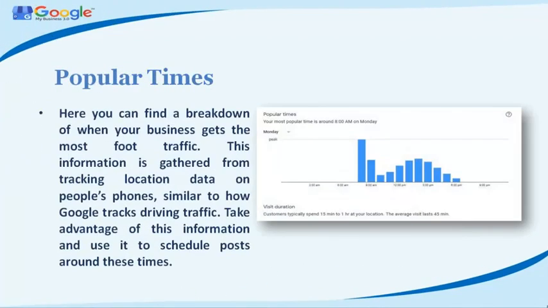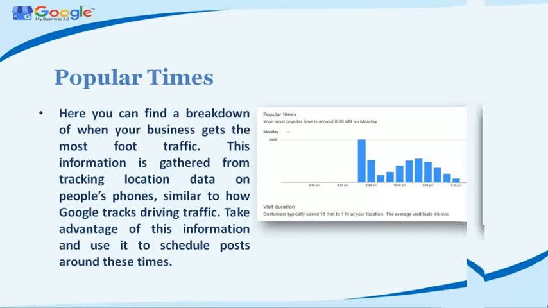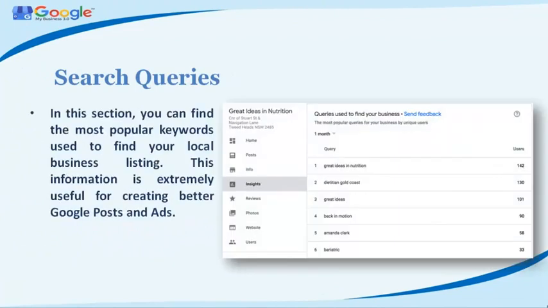Popular times. Here you can find a breakdown of when your business gets the most foot traffic. This information is gathered from tracking location data on people's phones, similar to how Google tracks driving traffic. Take advantage of this information and use it to schedule posts around these times. Search queries. In this section, you can find the most popular keywords used to find your local business listing. This information is extremely useful for creating better Google posts and ads.